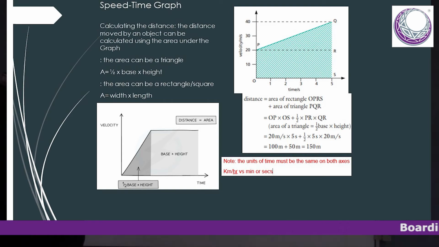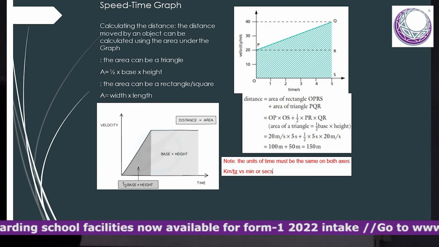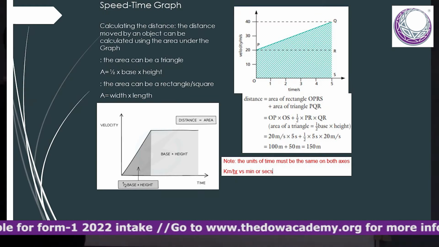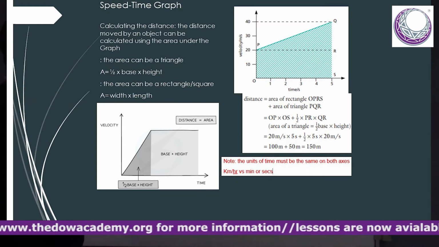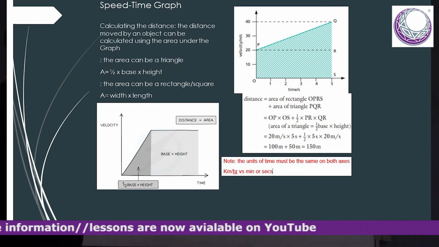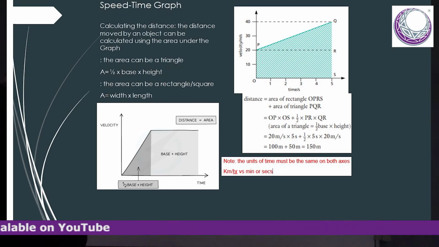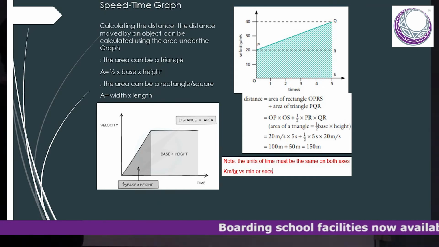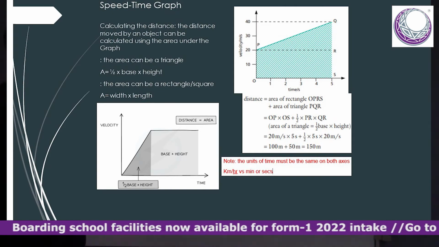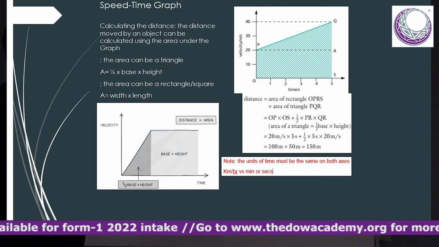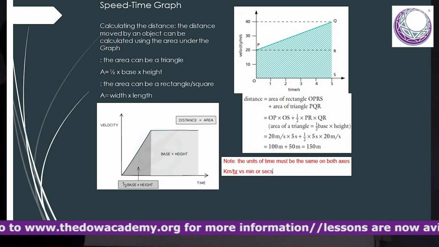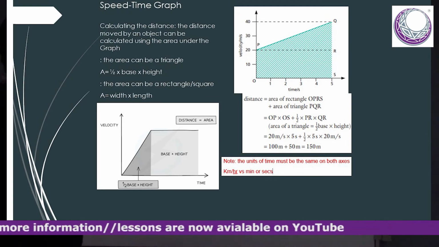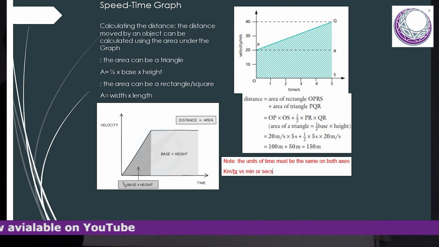The second part of the motion here is represented with a rectangle or a square, depending on the dimensions we have here. But you see that the area is calculated the same way. Area equals width multiplied by length. So to get this distance, which is equal to our area, you calculate the area of this shape, which can be a rectangle or a square. So on a speed time graph, on a velocity time graph, calculating the distance, we use area under the graph. This can be a triangle, a rectangle, or a square.